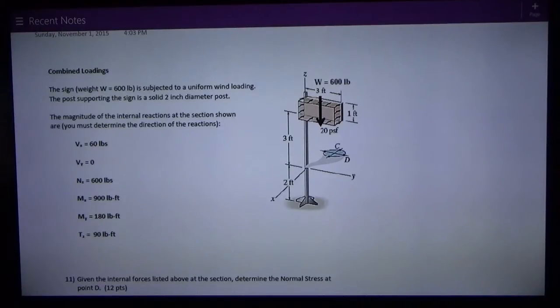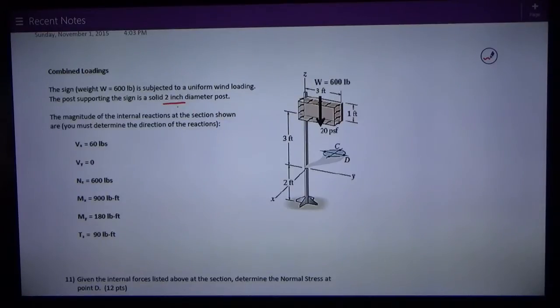We've got a combined loading problem here with a sign cantilevered off of a post, and it's a 2-inch diameter post. The weight of the sign is 600 pounds, and we'll make this really easy on you. We just give you the internal reactions. Really, we start off with kind of a statics problem.